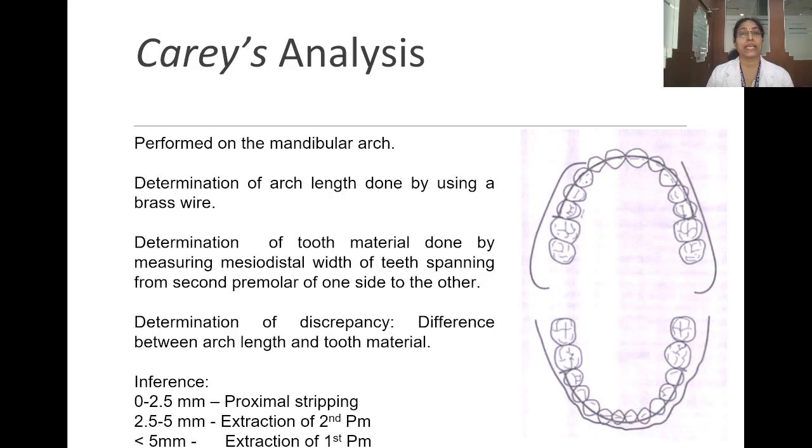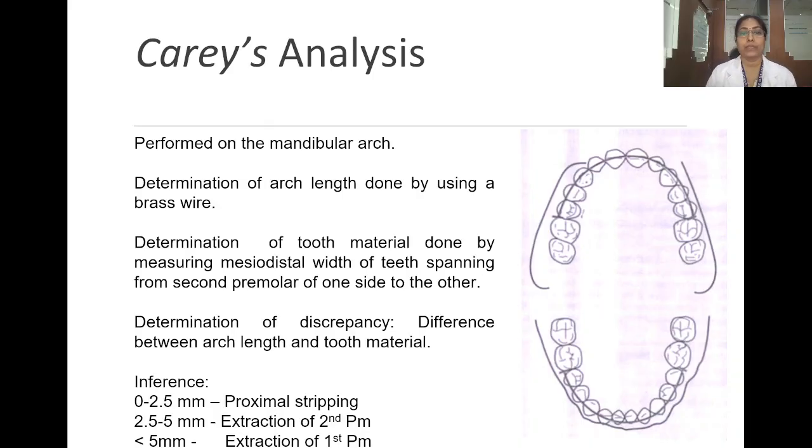Now, what is Carey's analysis? This analysis is a permanent dentition analysis which is performed on the mandibular arch. Here, we have to determine the arch length by using a brass wire. This brass wire is placed from the mesial aspect of the first permanent molar along the buccal cusps, along the incisal edges to the mesial aspect of the opposite permanent molar.